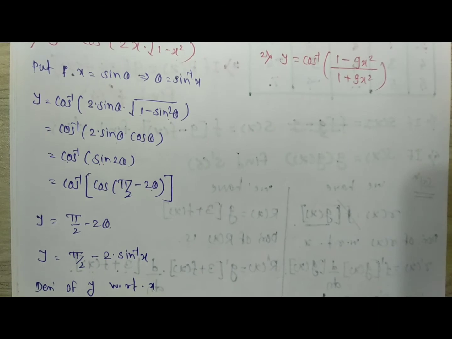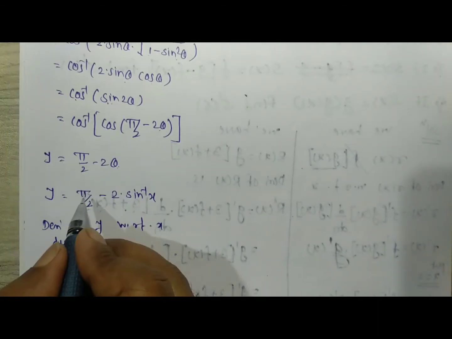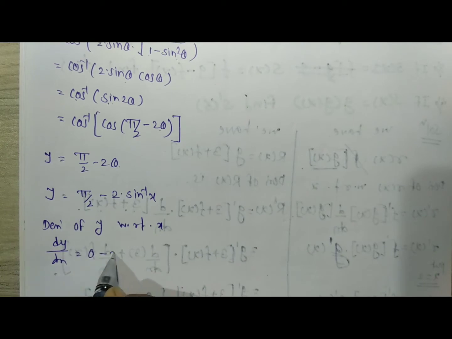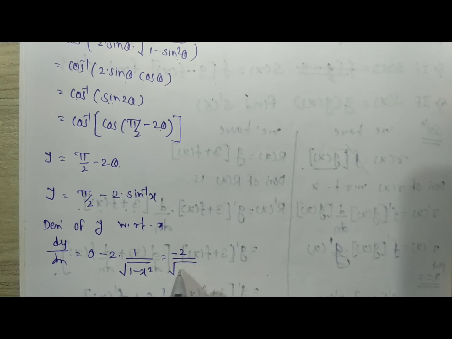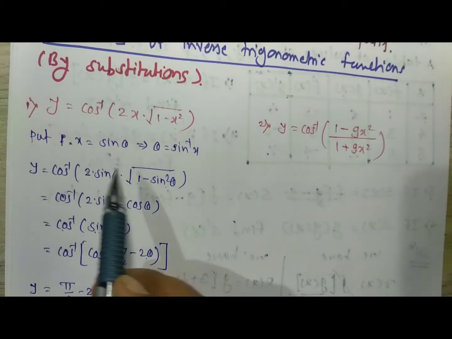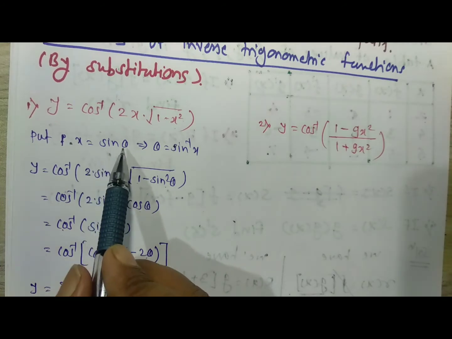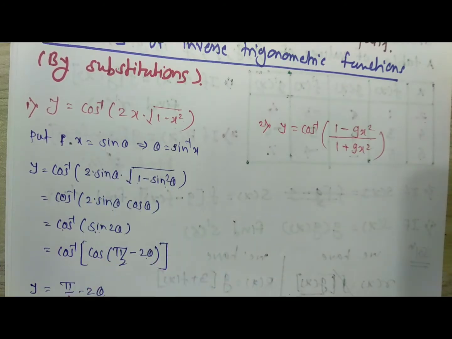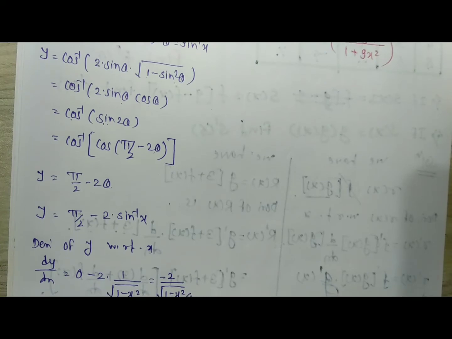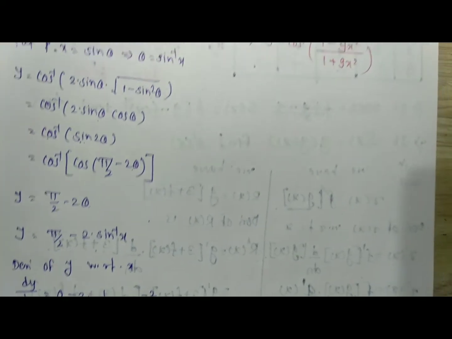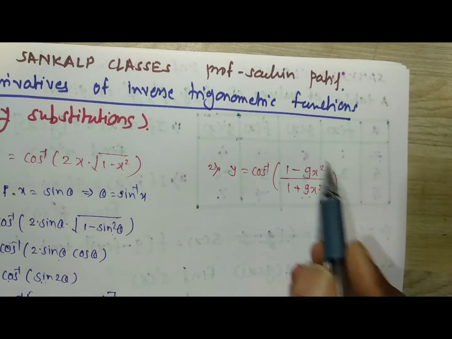Therefore dy by dx is equal to pi by 2 having derivative 0, minus 2 is a constant, and sine inverse having the derivative 1 divided by square root of 1 minus x square. That means the answer is minus 2 divided by square root of 1 minus x square. This is the answer. Similarly, you can find out the derivative of this function by using x is equal to cos theta, and by using cos theta you will get the similar answer for that substitution.